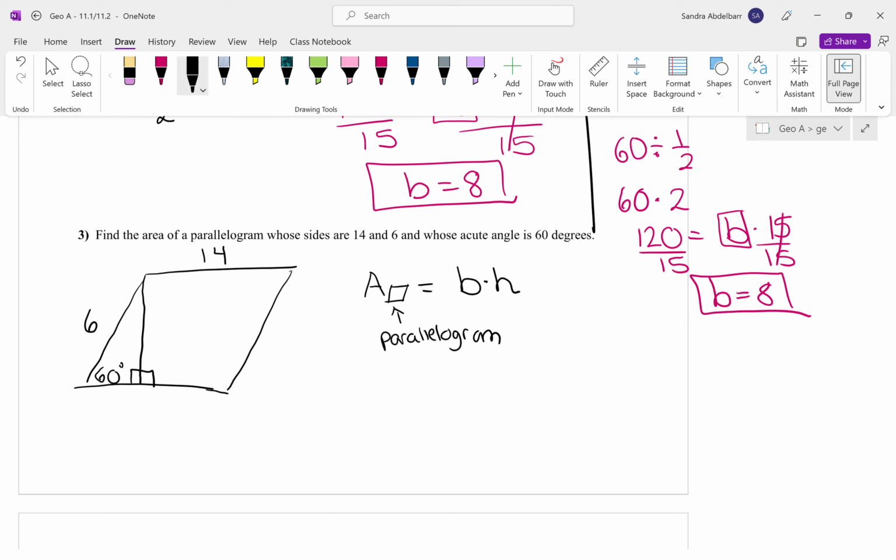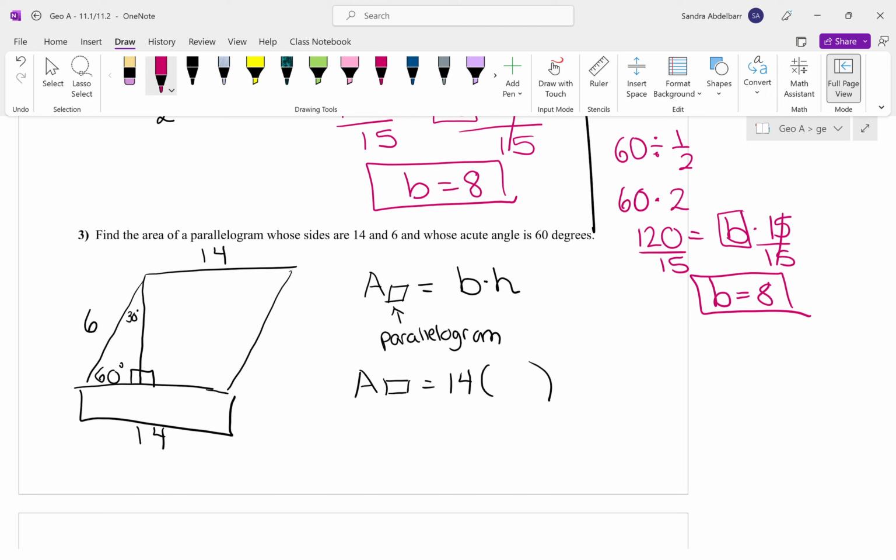Why have I chosen to draw my altitude there, Simon? It forms a 30, 60, 90 triangle. Because it forms a 30, 60, 90 triangle. And didn't I say the base always connects to the altitude? So that means this side right here is my base. Do I have a length for that side? Yeah, remember in a parallelogram, opposite sides are congruent. So if the top is 14, the bottom is also 14. So the area of this parallelogram has a base of 14.